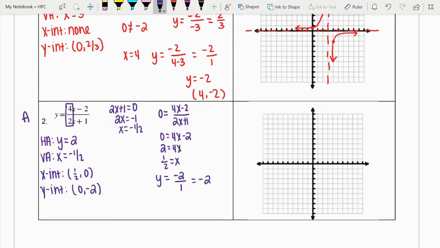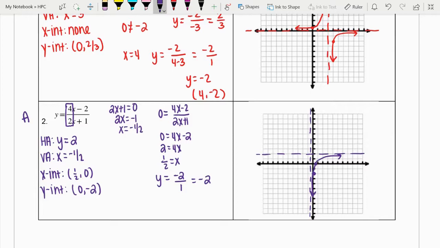Let's go ahead and plot that. So my horizontal asymptote is y equals 2. My vertical asymptote is at x equals negative 1/2. My x-intercept is at (1/2, 0). And then my y-intercept is at (0, negative 2). Okay, so the right-hand side of this graph, we have some points, so we can just connect them. We know what this is going to look like.